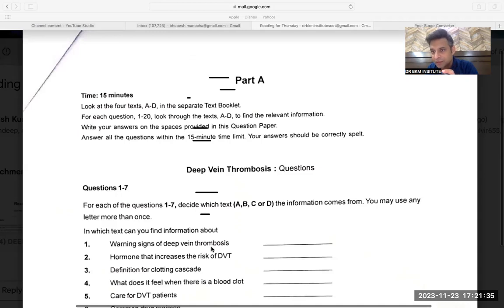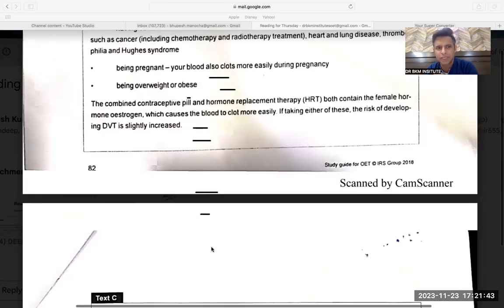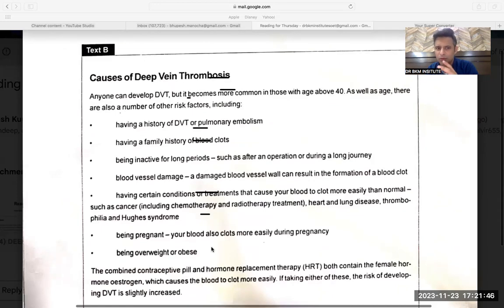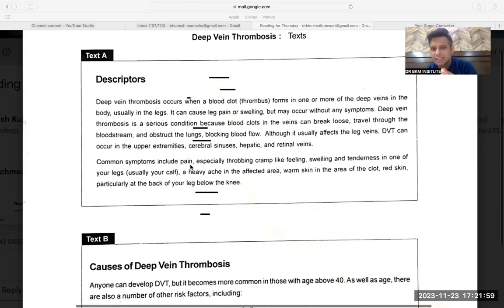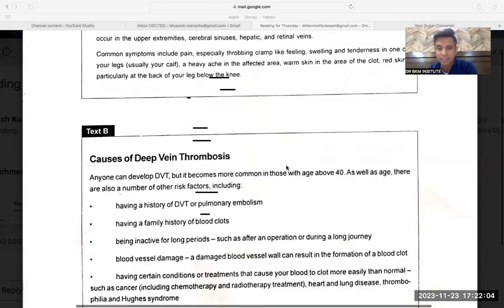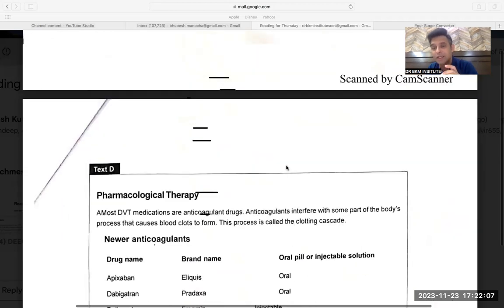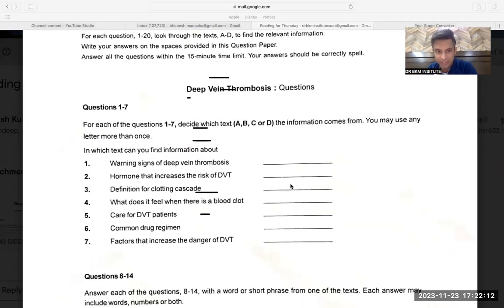Warning signs of deep vein thrombosis. I think warning signs should be in the first or maximum in the second. But if I can find the word sign, I think it should be the first only, because they were talking about how a blood clot may occur without any symptoms. But then they were talking about symptoms as well, like warning signs means pain, feeling, swelling, tenderness. So I think I should do A, but this question I am not sure. But again, I would not waste my time. First A or B, but I will not waste my time.